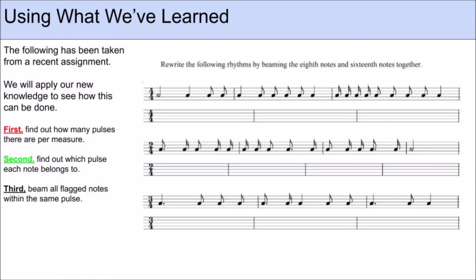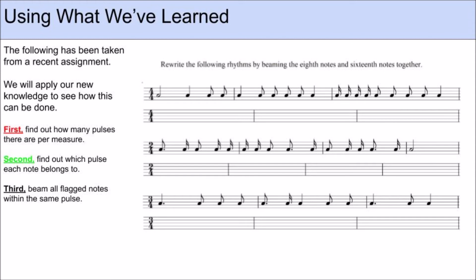The first step is to find out how many pulses there are per measure. To do that, we would look at the time signatures. First, we have 4/4, so there are going to be 4 pulses with the quarter note representing each pulse. The second one is 2/4, so we have 2 pulses with a quarter note representing each pulse. And the bottom example is in 3/4, so we will have 3 pulses represented by the quarter note.